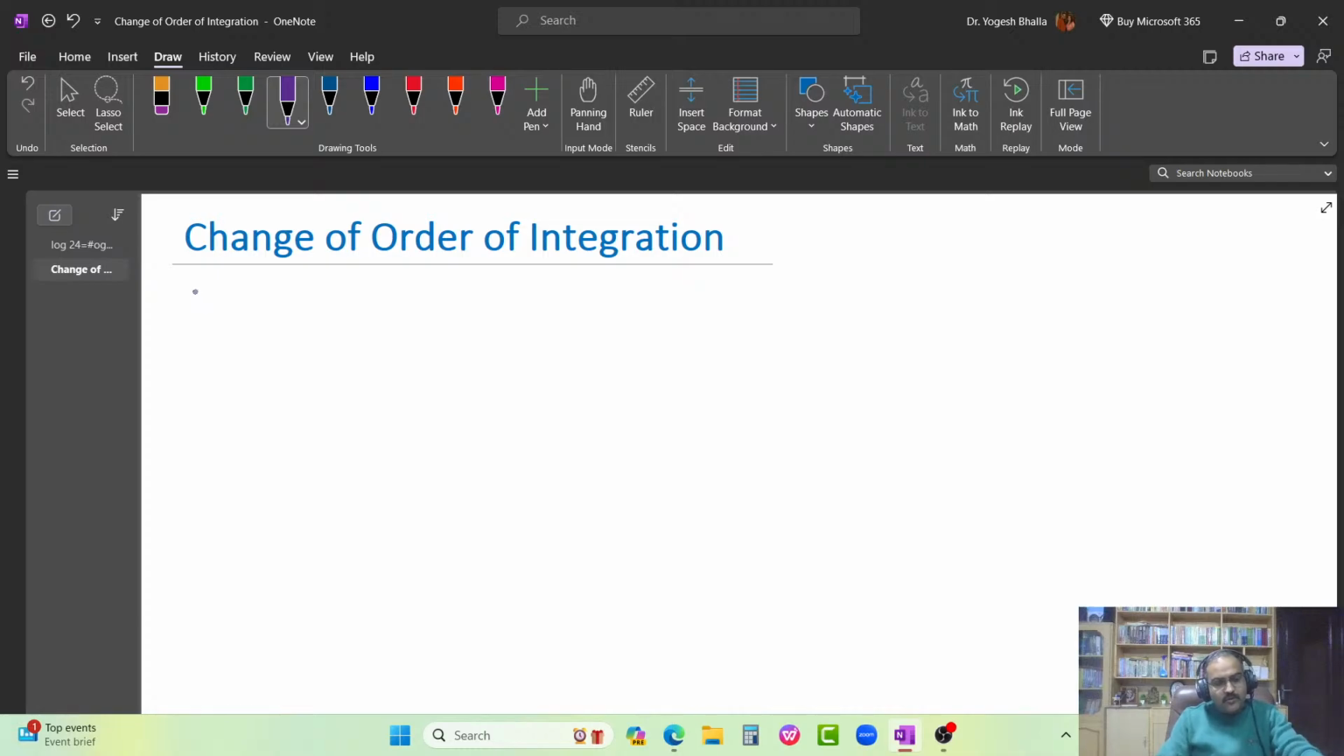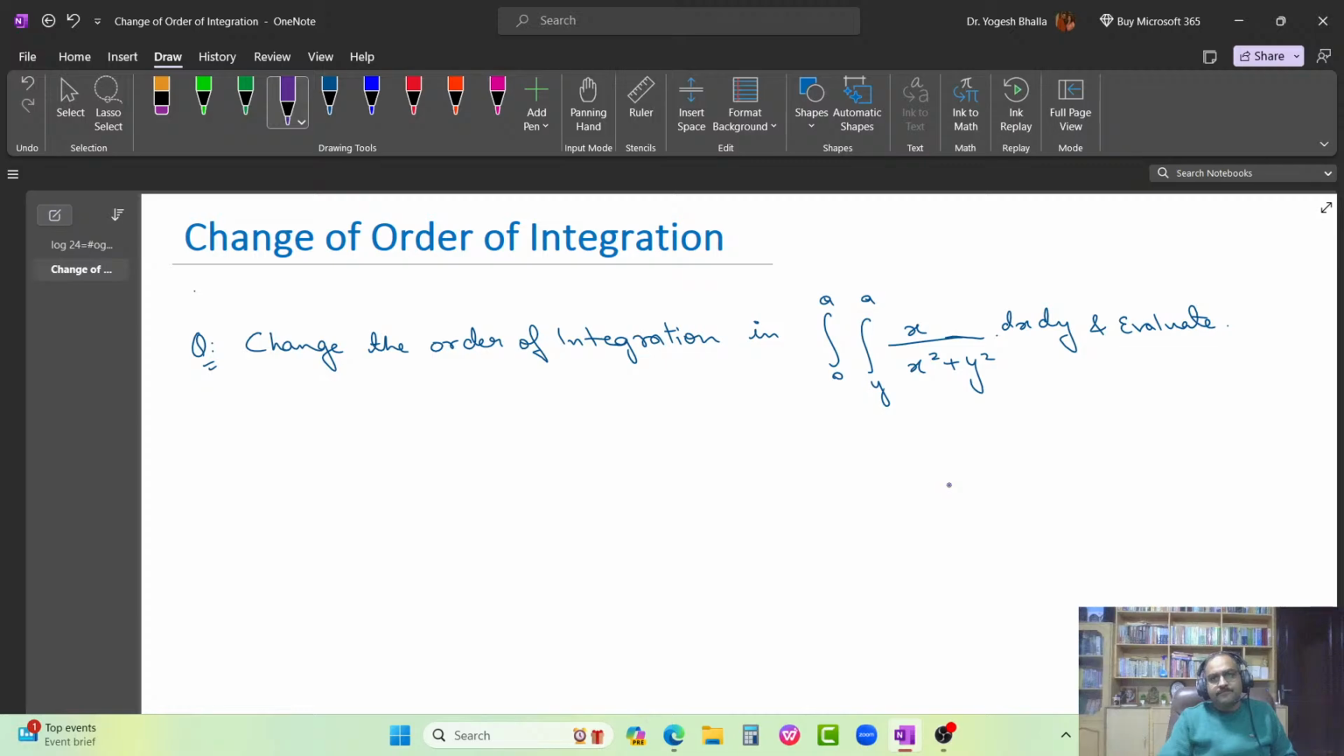So today we are going to start with the topic of change of order of integration. The question is: change the order of integration in the integral from 0 to a, y to a, x over x square plus y square dx dy, and evaluate it. Okay.